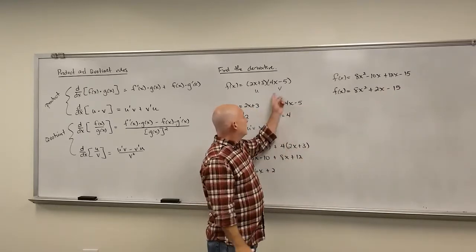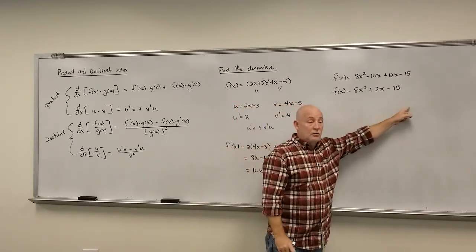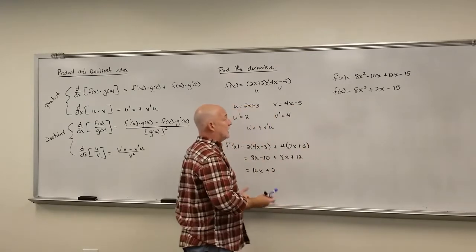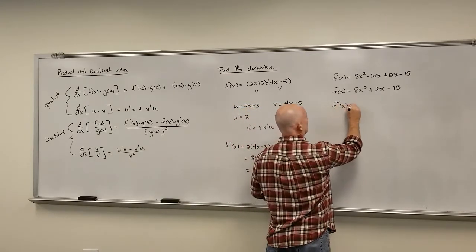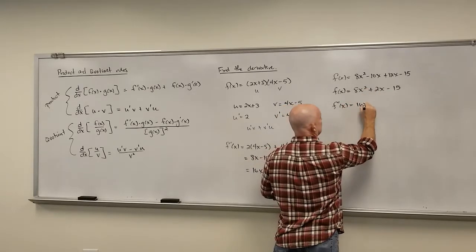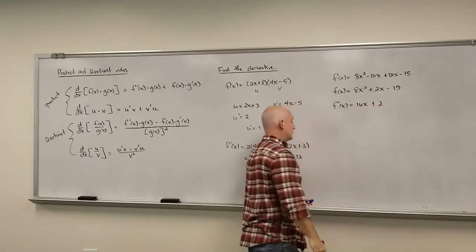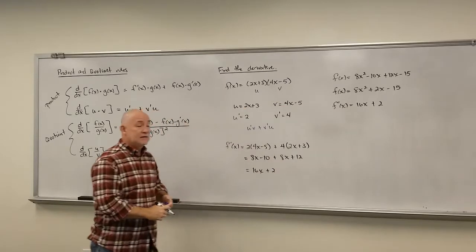Now that I've rewritten this so I can see every term with just x to a power, I can now find the derivative of this using our power rule. So that would be bring down the power, so that's 16x plus 2. Notice, of course, it's the exact same answer.